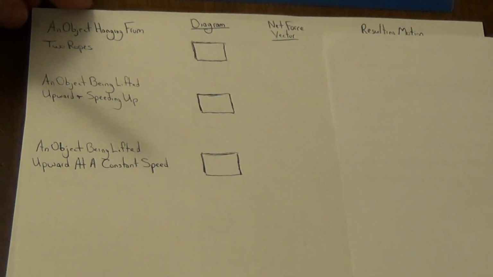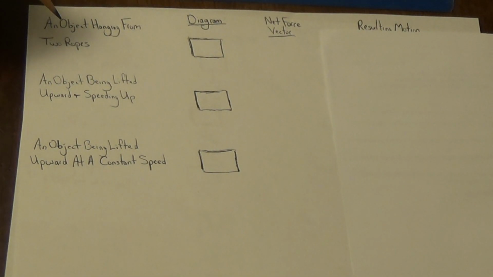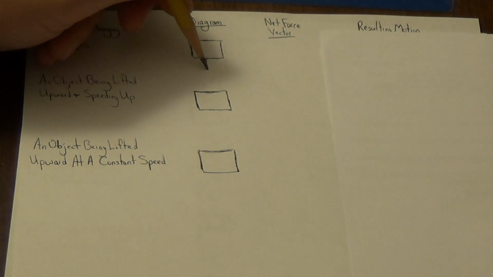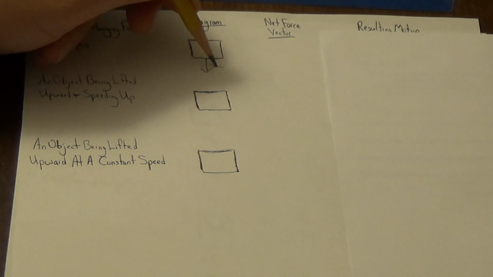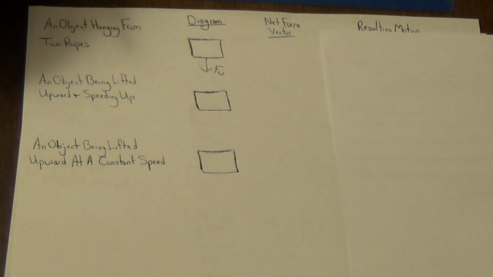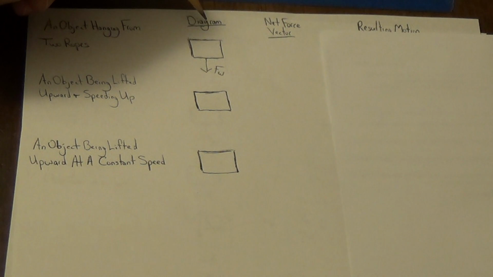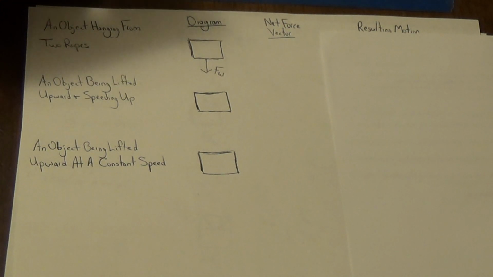So what we have here is an object that's hanging from 2 ropes. So you've got the force of gravity, the object's weight, pulling you down. Now it's hanging from 2 ropes. I just wanted to show you this situation. You could draw one force pushing up that's equal, holding it up, holding it steady.